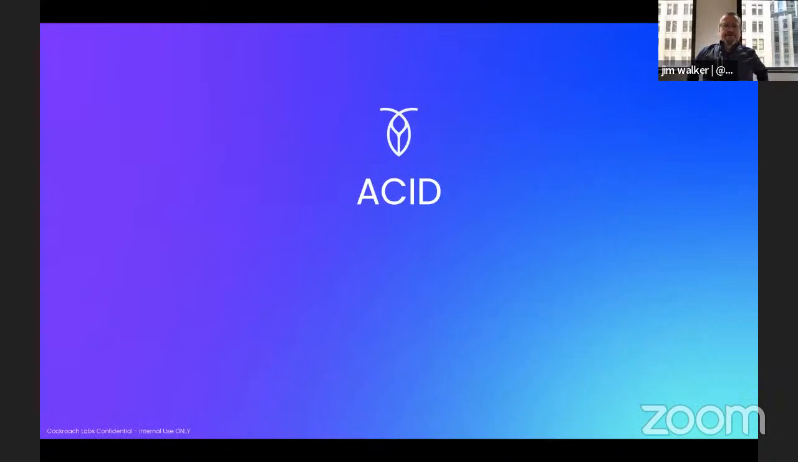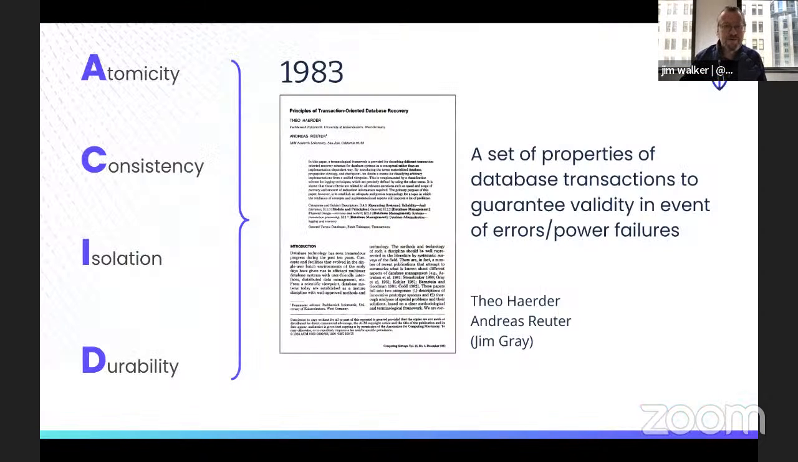So we're going to talk about ACID. I'm not talking about the drug. We're talking about the concept in computer engineering. The concept of ACID has really been around since 1983, and it has been the core of the transactional model in databases. Everybody says, oh, ACID transactions, and I'm not sure everybody totally understands these things.